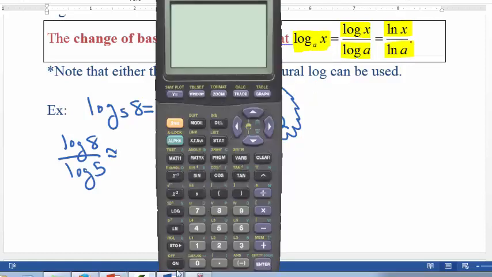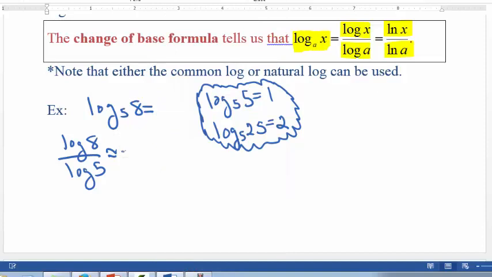All right, so if I open my calculator, I can do log 8 divided by log 5. And from what we said before, this should be between 1 and 2, a lot closer to 1 than 2. So it's 1.292. So this would be approximately 1.292. So that's using the change of base formula.